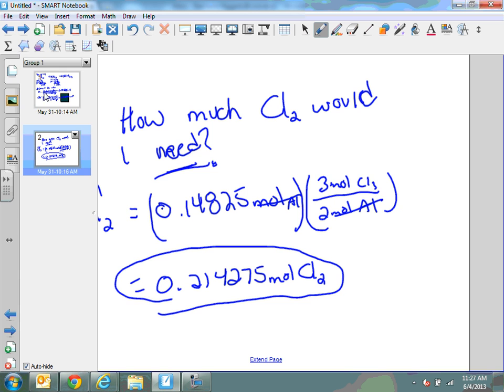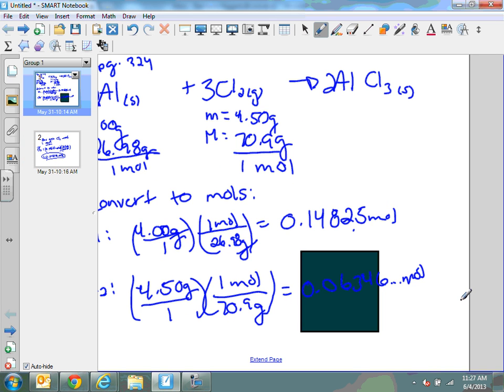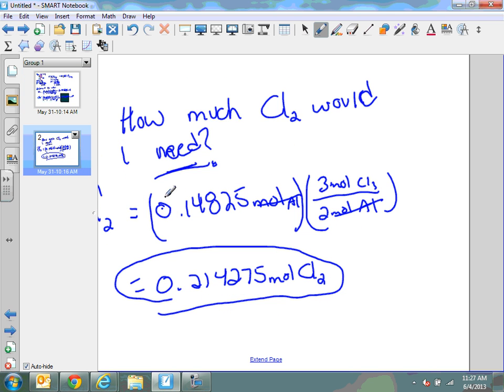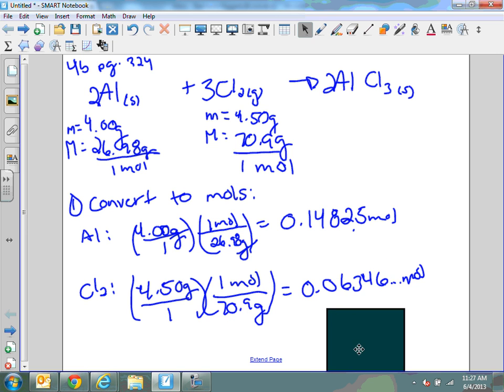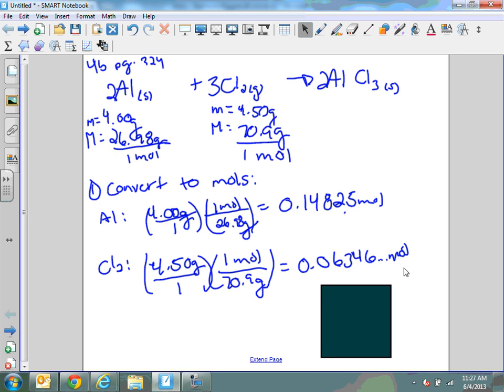If we go back and look at how much chlorine do I actually have, if the value is higher than what I need, then this is my excess reactant. If the value is lower than what I need, then it's my limiting reactant. So I need 0.214275, and I have only 0.06346 moles. Because this is less than what I need, it's the chlorine that will be the limiting reactant and the aluminum that will be in excess. So it's these values that I'm going to use in my stoichiometry calculations, because we always want to use the limiting.